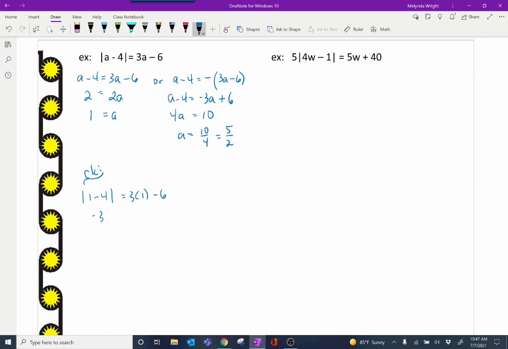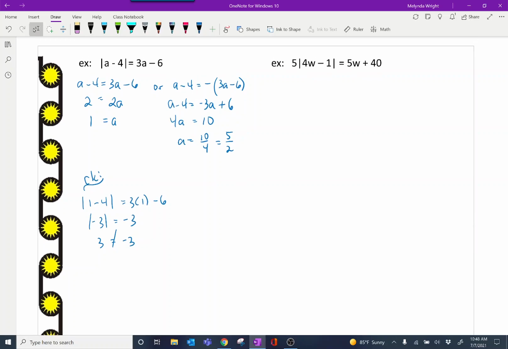So I've got negative absolute value of negative 3 equals, let's see, 3 minus 6 is negative 3. That's not true, right? 3 doesn't equal negative 3. So therefore, this particular answer is extraneous. That means we got an extra solution that's not really a solution. So that one we have to throw out. Okay, so let's look at our other one.